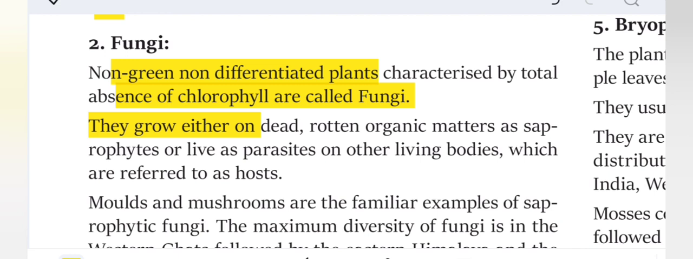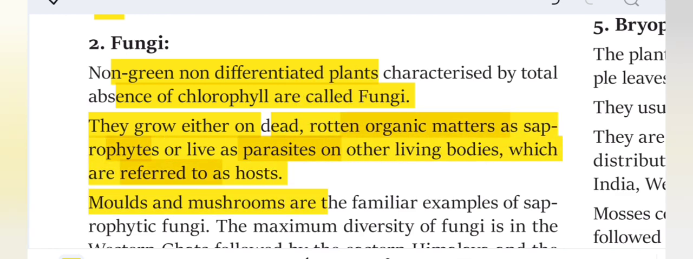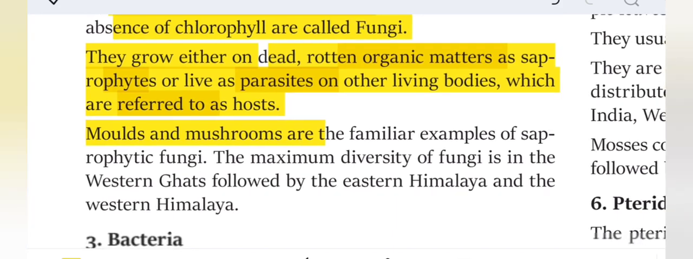Fungi can grow either on dead, rotten organic matter as saprophytes, or live as parasites on other living bodies, which are referred to as host. Molds and mushrooms are familiar examples of saprophytic fungi.